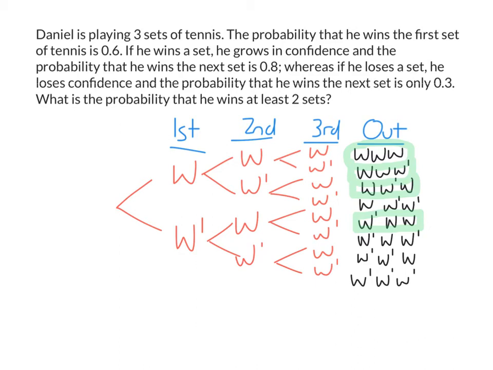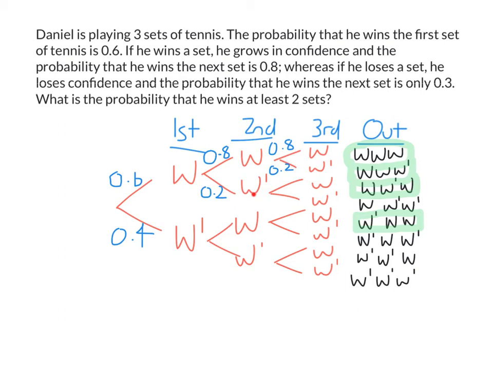It said the probability he wins the first set is 0.6. So that's obviously 0.6 and 0.4. Now it says if he wins a set, the probability he wins the next set is 0.8 because he's grown in confidence. So this will be 0.8 and this will be 0.2. So if he's won this second set, the probability he wins the third set will again be 0.8. If he wins a set, the probability he wins the next one is 0.8. Probability he loses is 0.2.